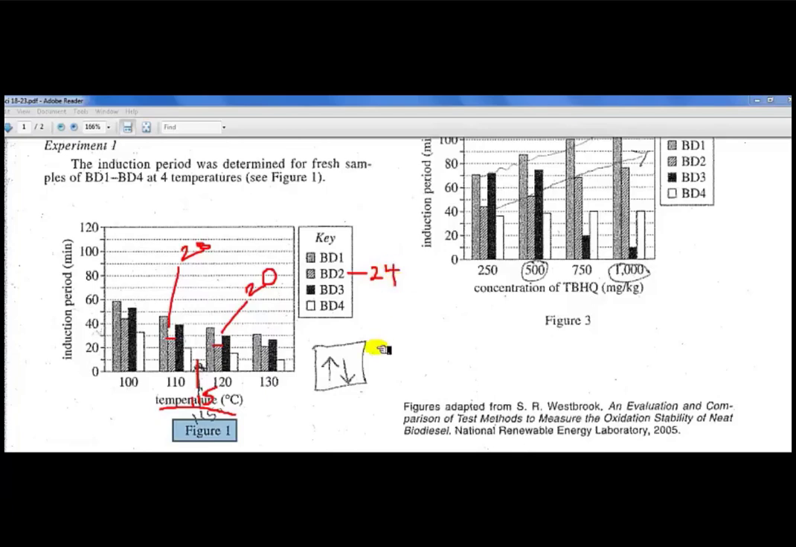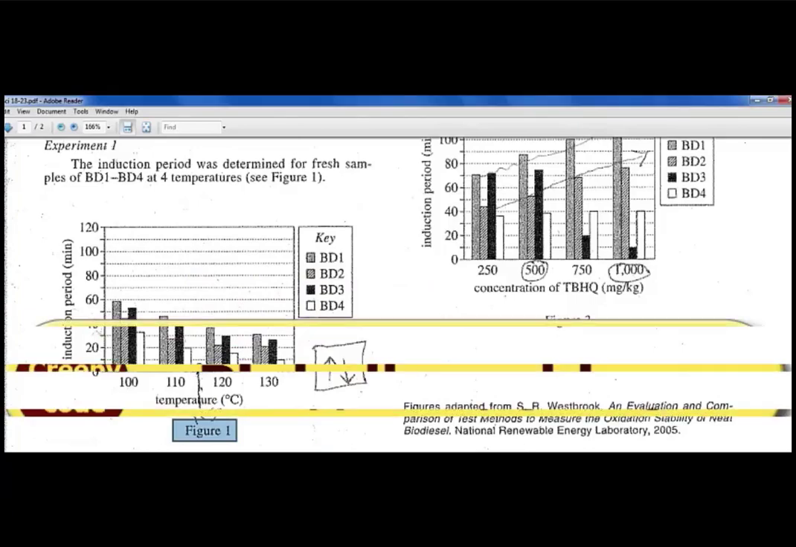And now we'll do the same thing for BD3. BD3 is here at 110. It's the black bar. You see that right here we're at 40. And when we move up to 120, you see we are down here now at 30. Halfway in between 30 and 40, the new value would be 35. So the answer would say something like BD2 right around 24, 25, and BD3 35.